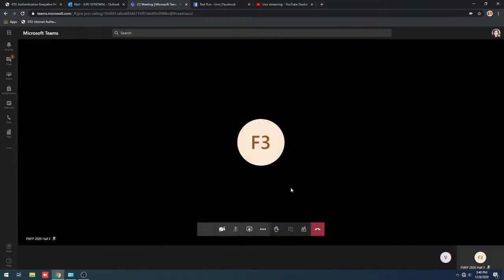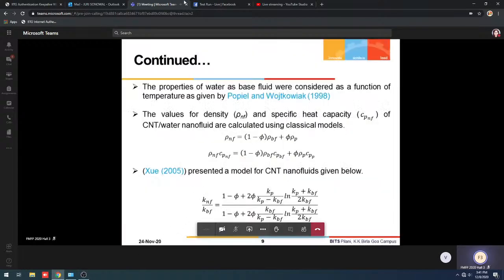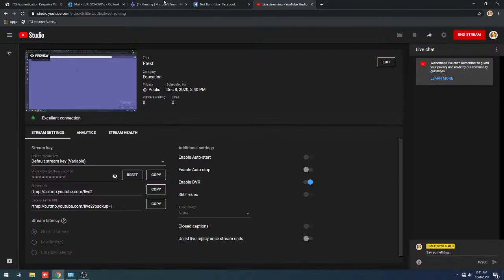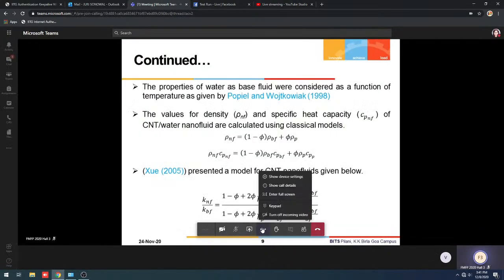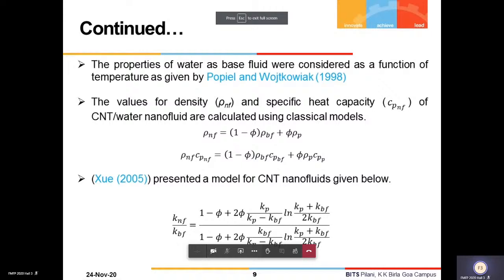Here, the properties of water, which is the base fluid, are considered as a function of temperature as per the correlation that is given here. Also, the values of density and specific heat capacity are calculated using classical models. For thermal conductivity, the correlation given by Zhu in 2005 is used, which is given here.